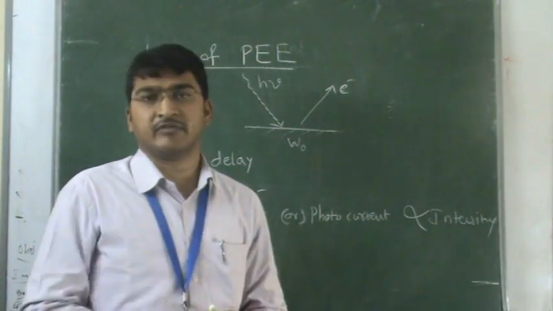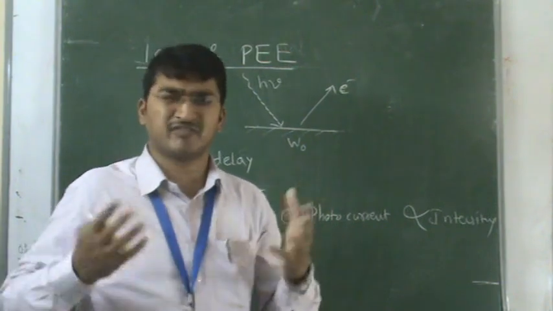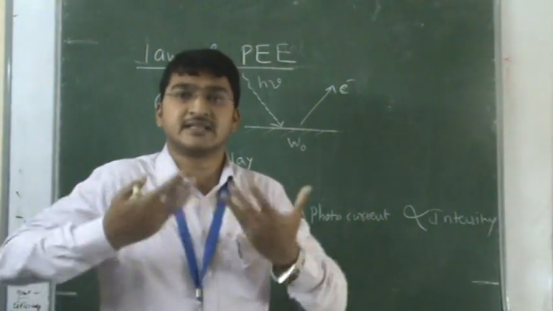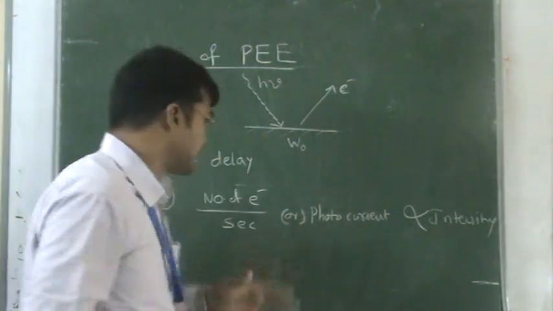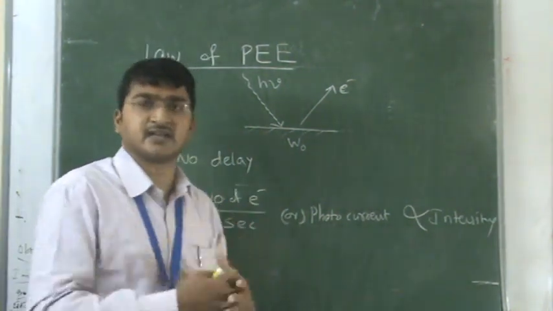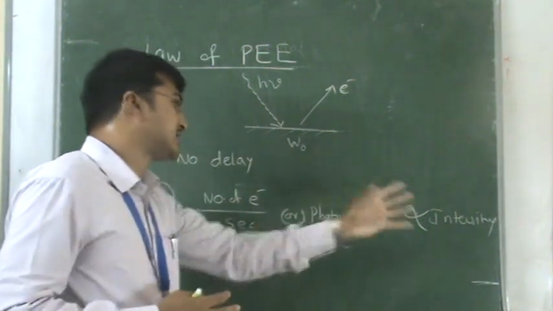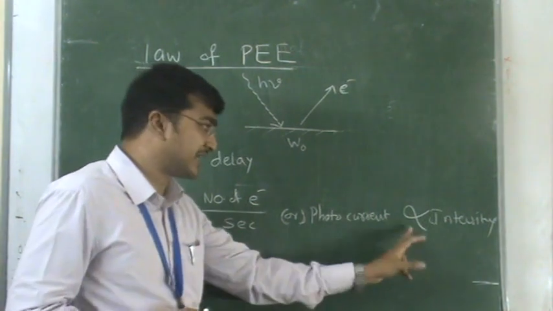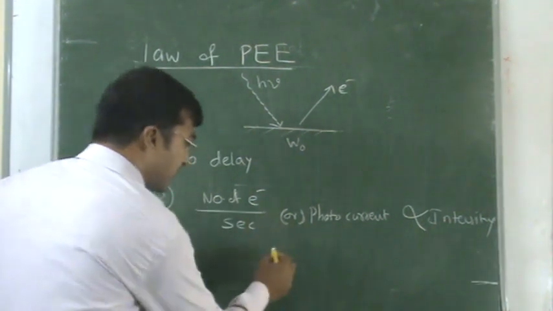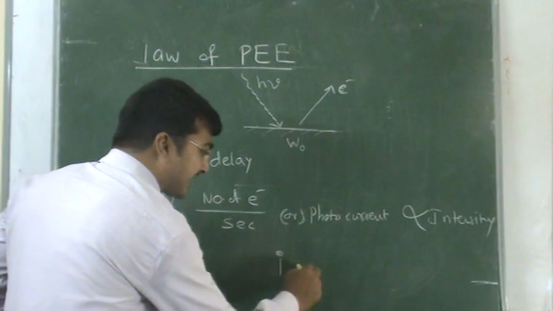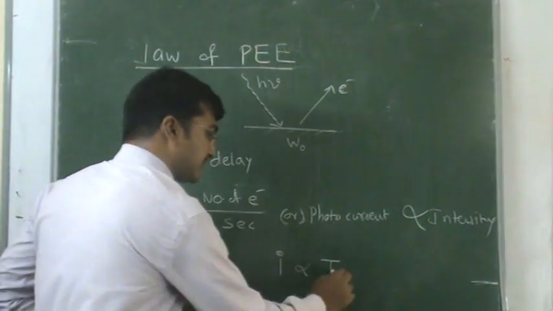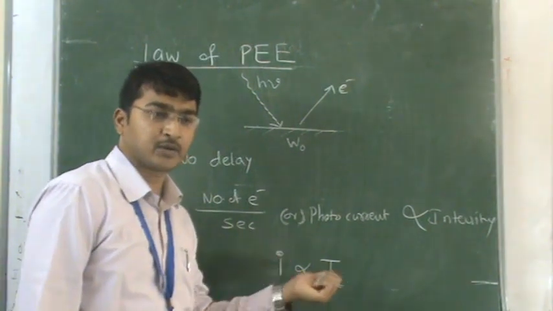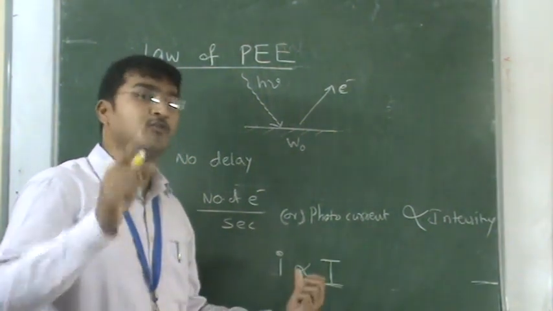But what is the difference? Only intensity. In general words we call it brightness, but it's not brightness, it's just intensity. More intensity means more energy per unit area per second, that is the general definition. So the number of electrons per second, or photocurrent, is directly proportional to it. In short form, remember it: small i directly proportional to capital I. What is small i? Photocurrent.